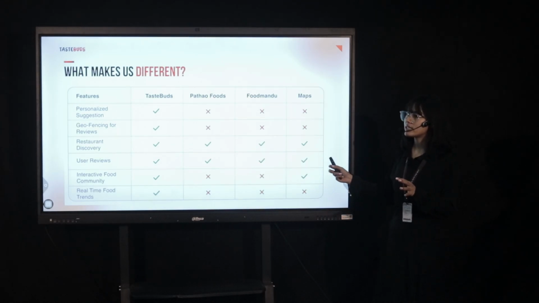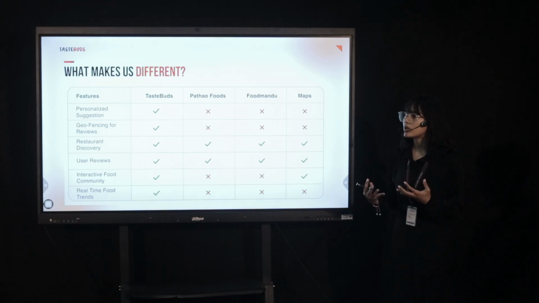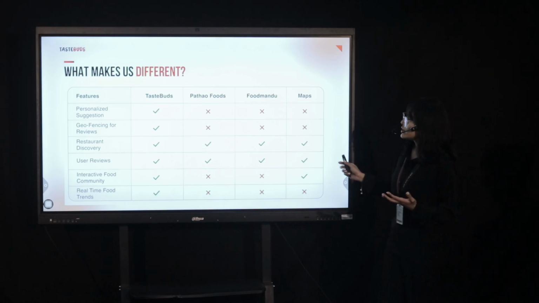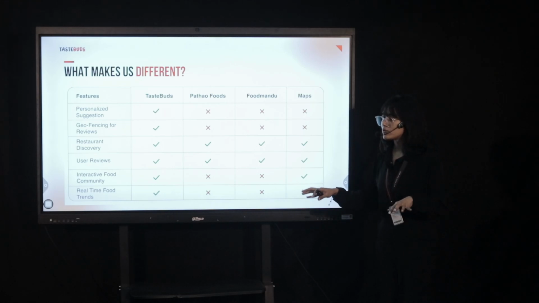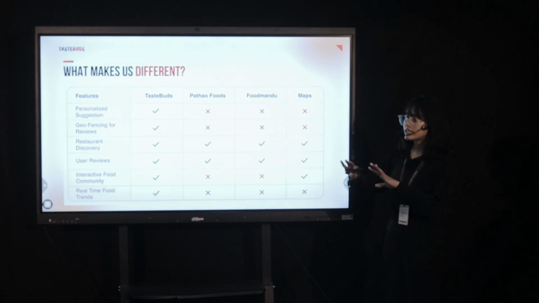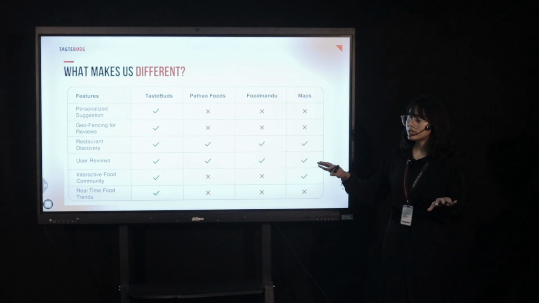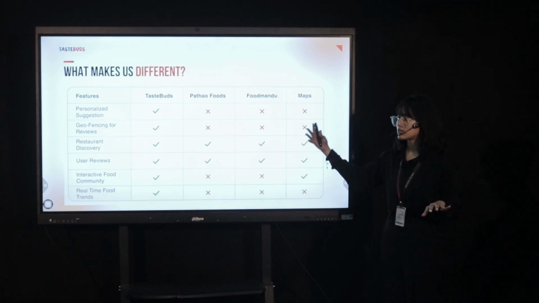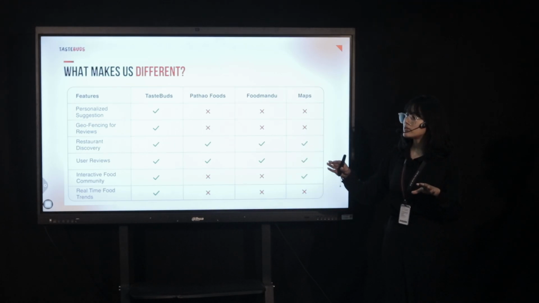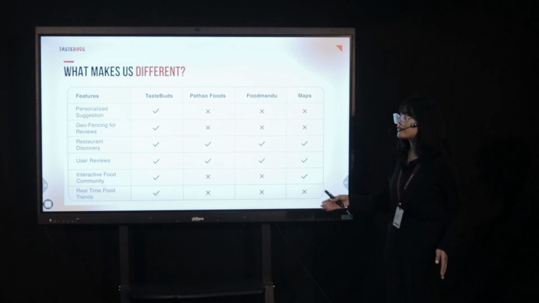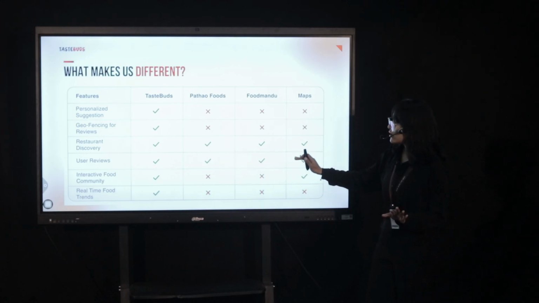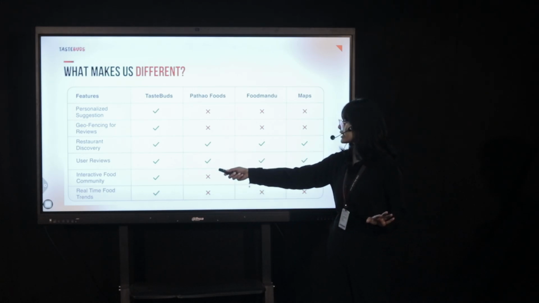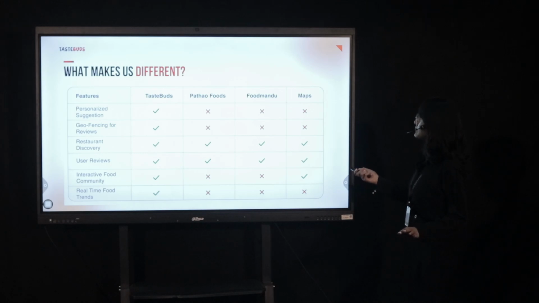This assures that the users' reviews are really genuine, because you can only review a restaurant if you are in that location. You won't be able to review if you are not in that location. Let's say you want to review the restaurant Himalayan Java, which is at Basantapur, but you won't be able to review that place if you are here at Putali Sadak. You have to be at Basantapur to review that food. And we have restaurant discovery, all of them have it. We have user reviews, an interactive food community, and real-time food trends as well.